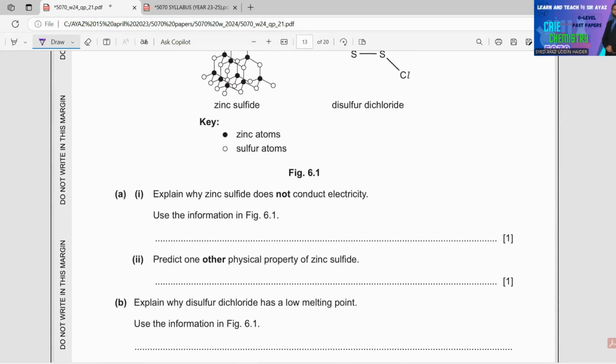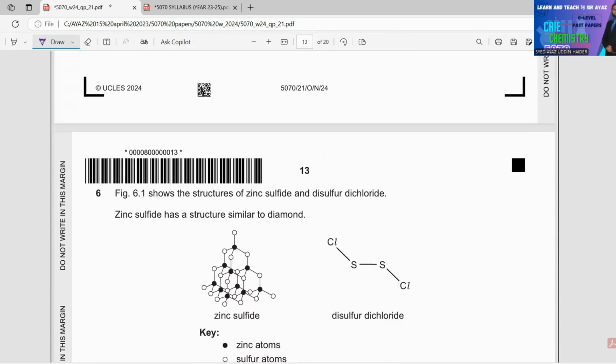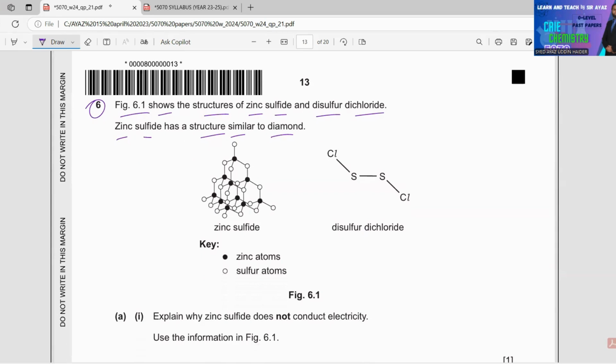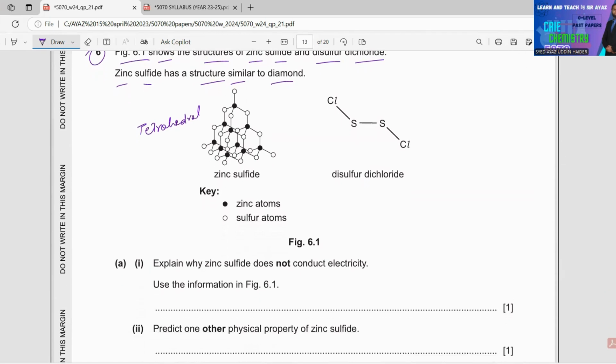Moving to the next question, which is question number 6. Figure 6.1 shows the structures of zinc sulfide and disulfur dichloride. Zinc sulfide has a structure similar to diamond. It's tetrahedral. Diamond also has a tetrahedral arrangement. The only difference is that diamond is an allotrope of carbon, which means it contains only carbon. In this case, you have zinc and sulfur atoms.